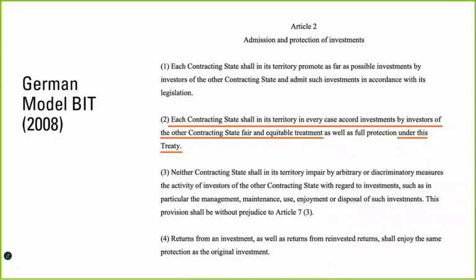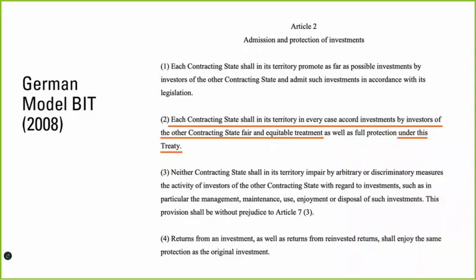This is the German model BIT. So already Article 2, admission and protection of investments. I have an issue already with the title of this provision because I find it quite ambiguous, in the sense that fair and equitable treatment is not about the admission of investments. It has nothing to do with the admission of investments. It also has nothing to do with the protection of investments. It's a standard of treatment. So I already find ambiguous the title that the Germans have given.